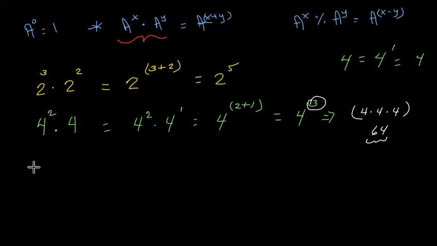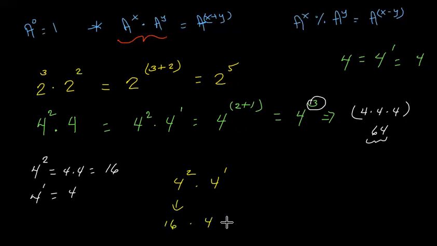Okay, let's look at it this way. 4 squared is equal to 4 by 4, which is equal to 16. And 4 to the first power is equal to 4. So if I have 4 squared multiplied by 4 to the first, what I'm looking at is 16 multiplied by 4, which in fact is 64. So as I can see, my law is correct. And these are examples of that law.